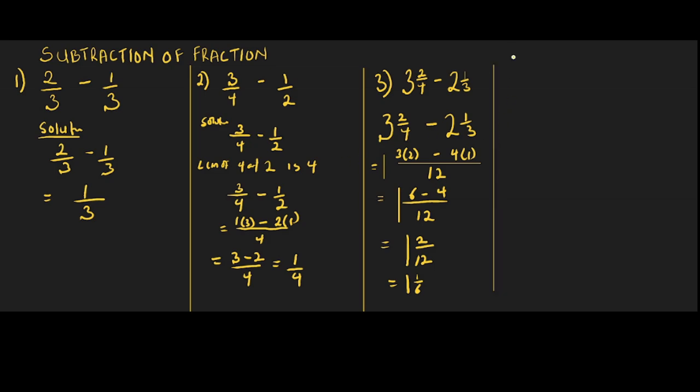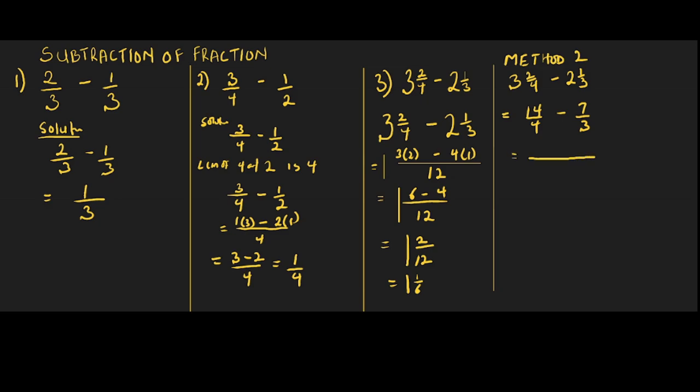Alternatively, we can also solve it like this. We can use this method as well. For method 2, what we'll do is change these fractions to mixed numbers. So we change 3 whole number 2 over 4 minus 2 whole number 1 over 3. We'll change this to an improper fraction. That is 4 times 3, 12. 12 plus 2, we have 14 over 4 minus 3 times 2, 6 plus 1, we have 7 over 3.